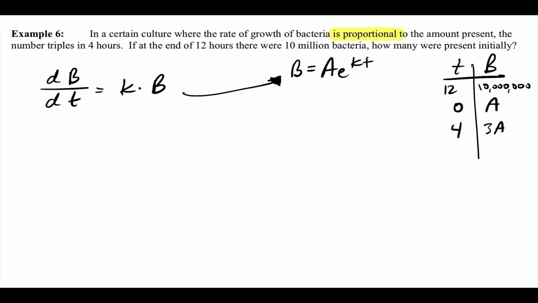All right. Let's start plugging stuff in then. So we know that at 12 there's 10 million. Initially, we don't know how much there is. That's actually what the question is asking, right? So this guy right here, 0, A. And then we know it triples. Every 4 hours it triples. So we still need A. We still need k. So what can we do?